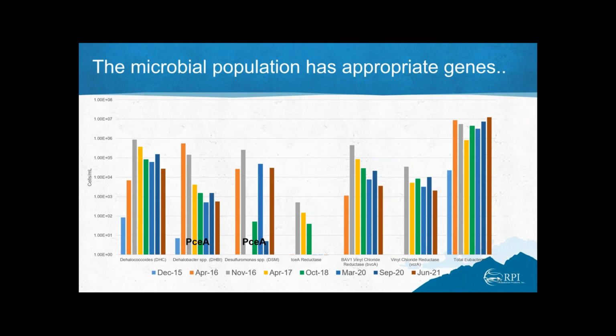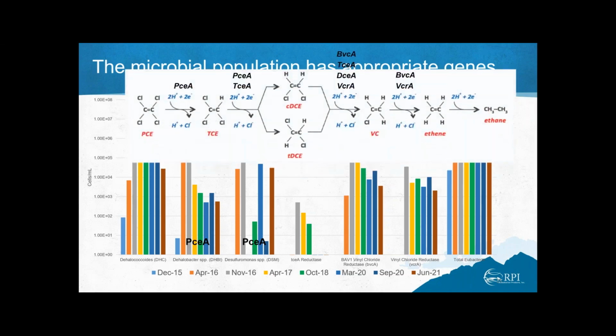And in fact, if I punch this one more time, I will bring this up so you can see it. Now, it's a little bit of a problem because it covers up the top of the bars in order to get it into the picture. But this helps you understand what you're seeing as far as the picture goes. So TCEA is taking you from DCE to vinyl chloride. BVCA can take you from DCE all the way to ethene. And VCRA does similar things.